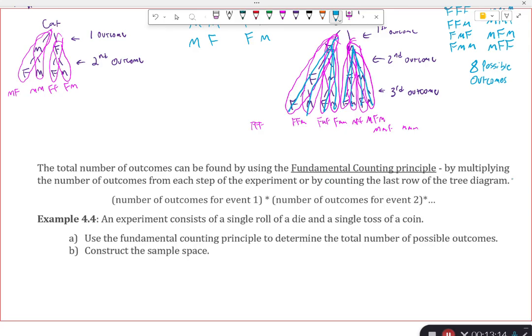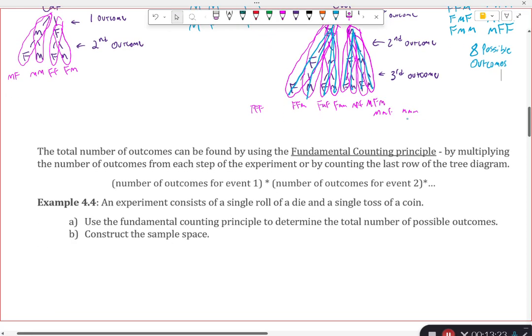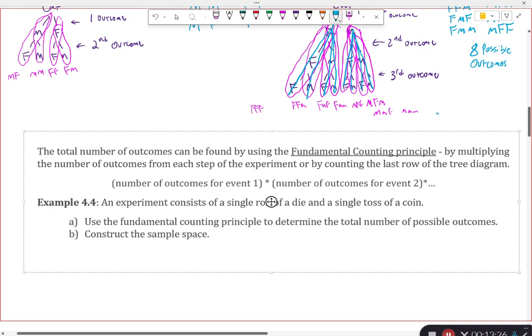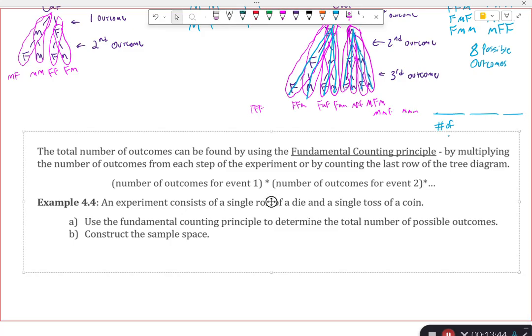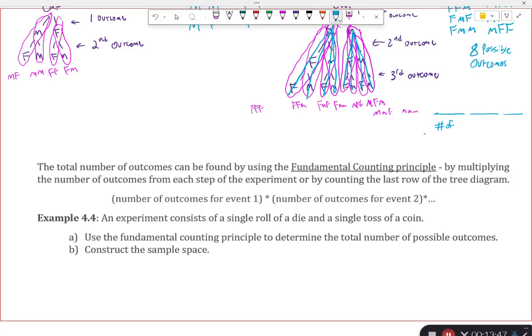Now, some of our experiments are going to be kind of complicated, and trying to count a huge tree diagram is going to be a little bit difficult. So let's see how we could have used this for the previous example. I generally like to show little lines here that show the number of possible outcomes for the first experiment. Let me move this down just a little bit. Have a little bit more room. Number of possible outcomes for the first kitten.